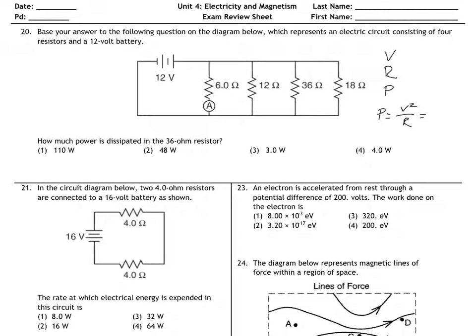The V squared is the voltage or the potential drop, and we are focusing in on the 36 ohm resistor here, but it's going to have a potential drop which is equal to all the others and equal to the battery. So I'm going to go ahead and use that 12 volts as my potential drop. So I'm going to go with 12 squared, and the resistance, of course, is 36 in this case. 12 squared over 36 is 144 over 36, which is going to give us 4 watts of power being dissipated across this resistor.